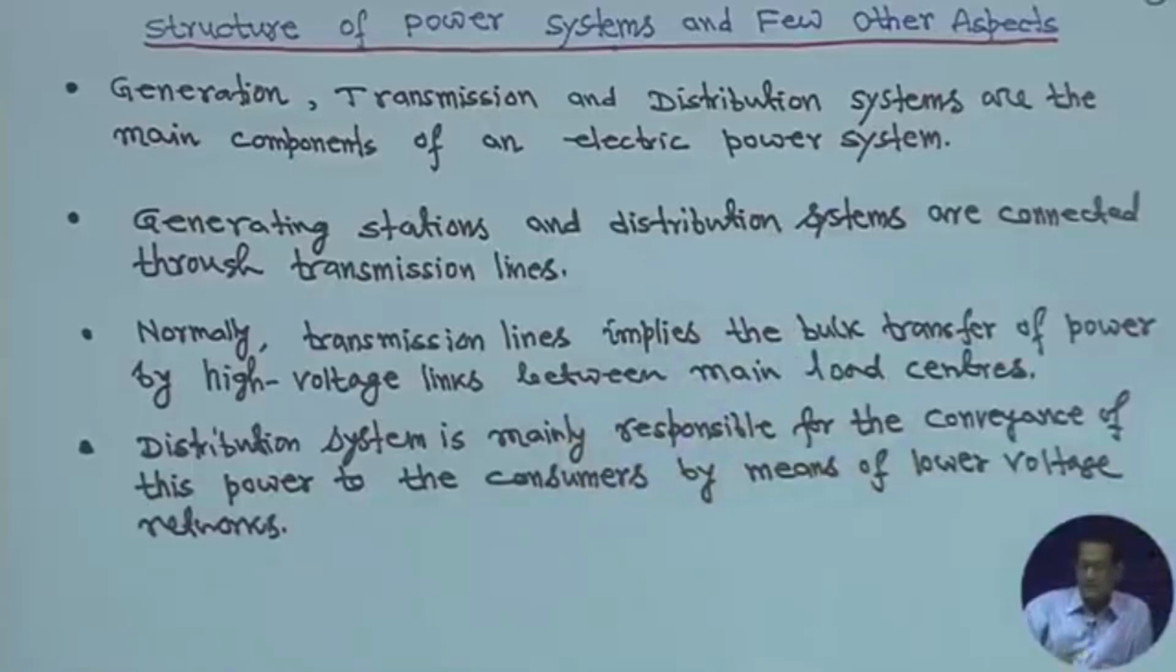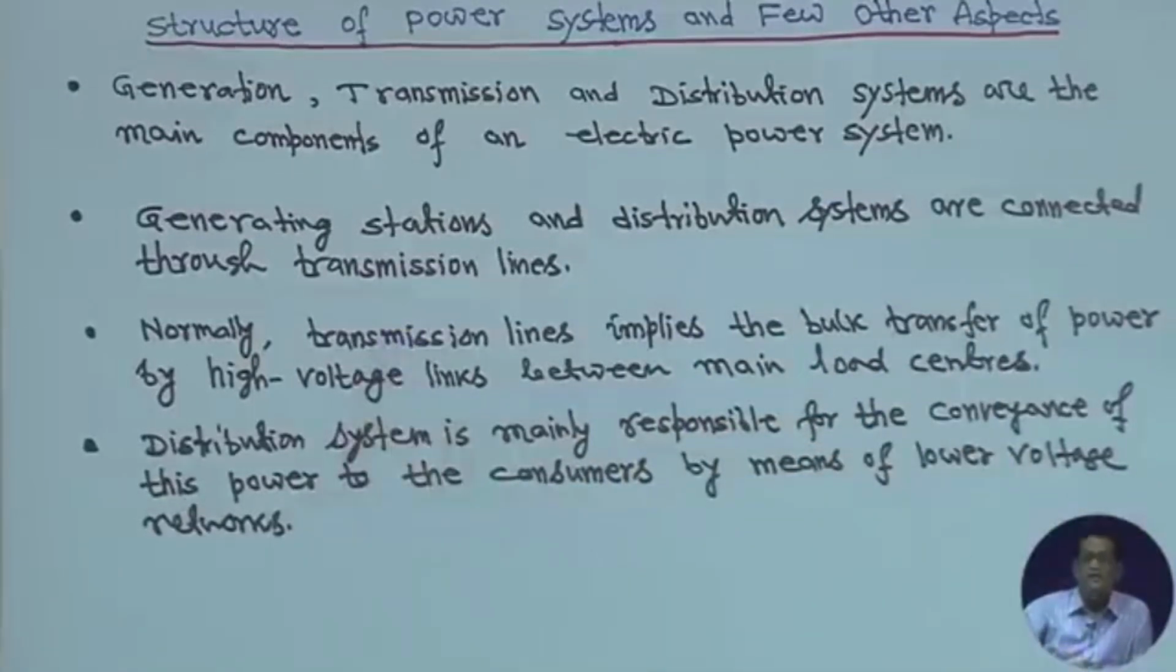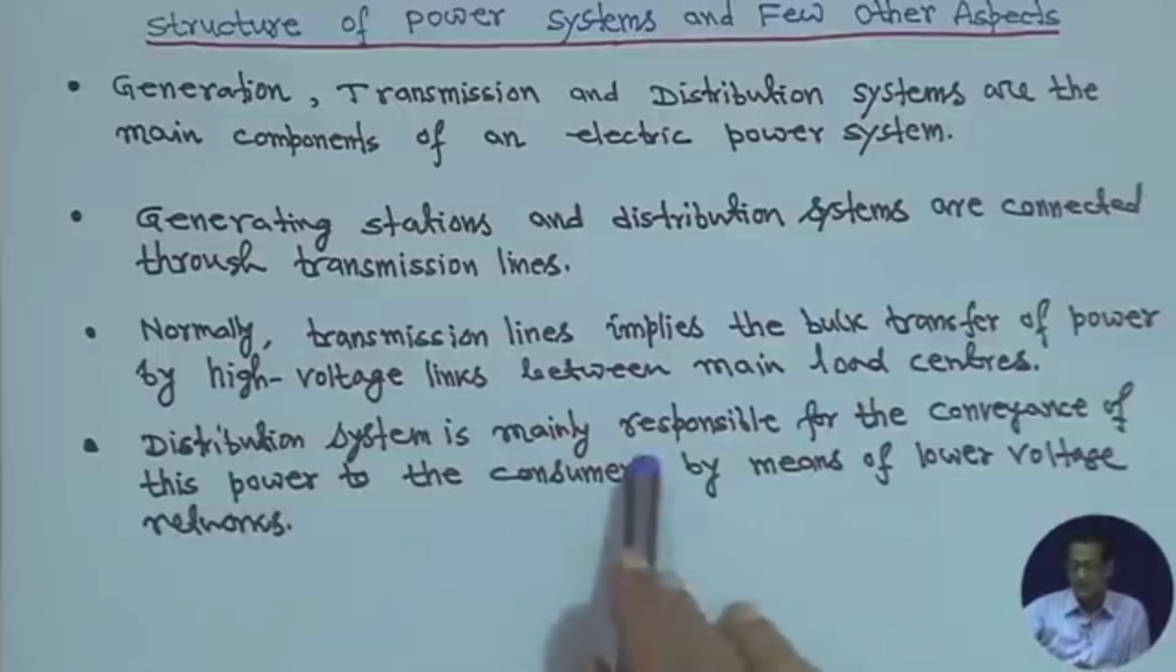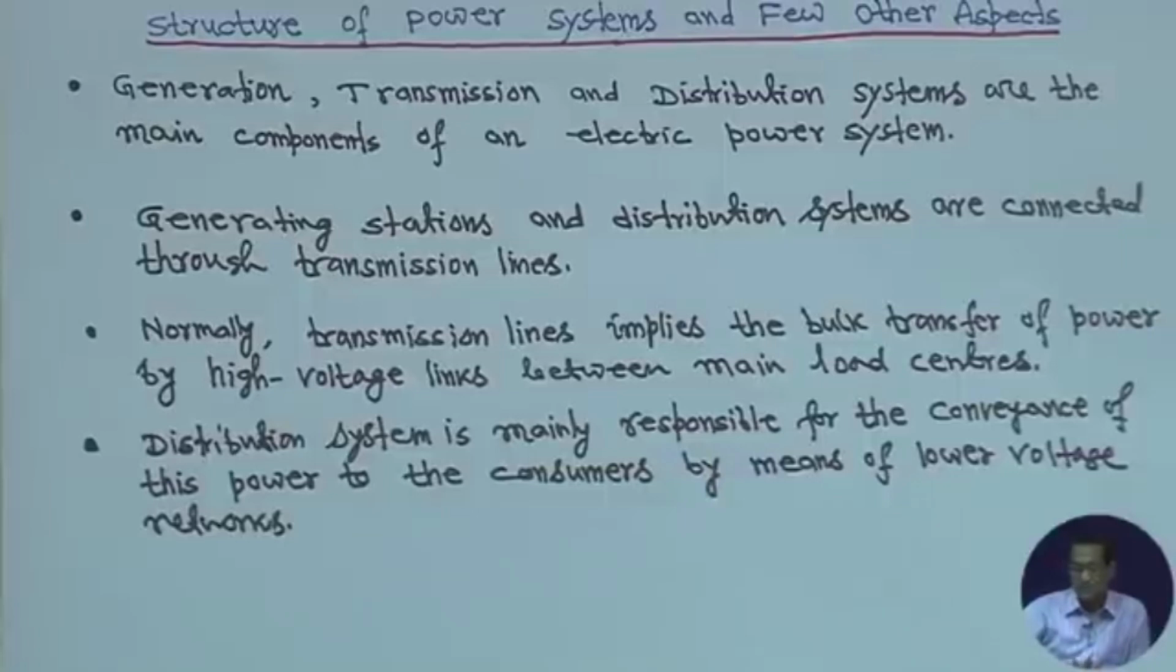So generating stations and distribution systems are connected to transmission lines, right? Normally transmission lines imply the bulk transfer of power by high voltage lines between main load centers, and the distribution system is mainly responsible for the conveyance of this power to the consumers by means of lower voltage networks. So generation, then transmission, and then distribution. These are the three main components of the power system, right?